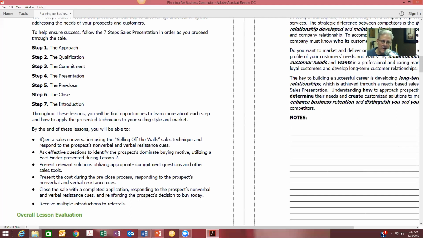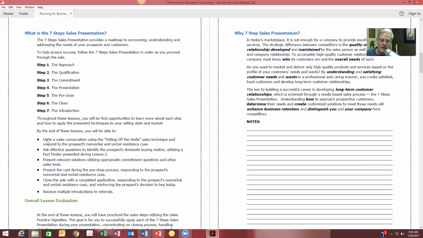The last two, we're going to talk about closing the sale. I said a few minutes ago, the close begins with the very first contact. So we're going to talk about the psychology of that sale, and we're going to talk about the psychology of the decision-making process for the prospect. And lastly, we're going to end the lessons with talking about how to get introductions.